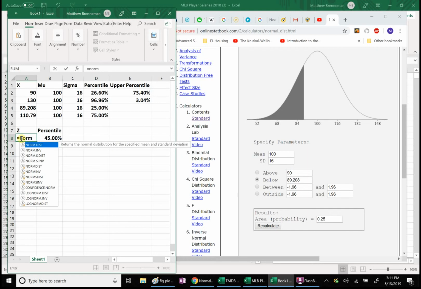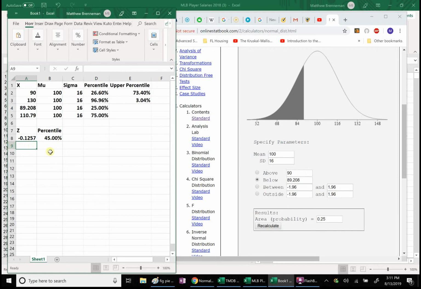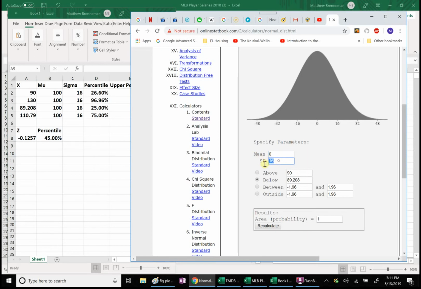There's a special command. Instead of using norm.inv, I can use norm.s.inv. And all I have to do is enter the cell where the percentile is, which in this case is B8. I'm just going to enter it by hand. And it gives me the value. And it makes sense because we know the 50th percentile is 0. So if I'm less than 50%, this should be the z-score. And we can check that really quick. This is what a standard normal distribution looks like. If I type in this z-score, I should see the area is 45%.